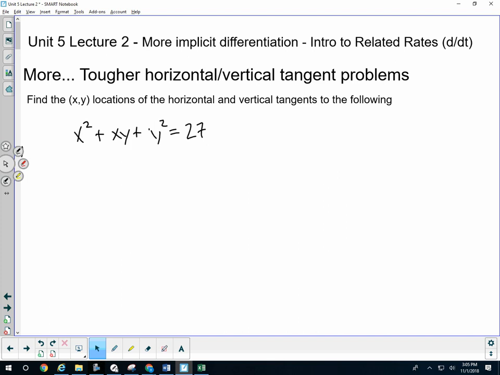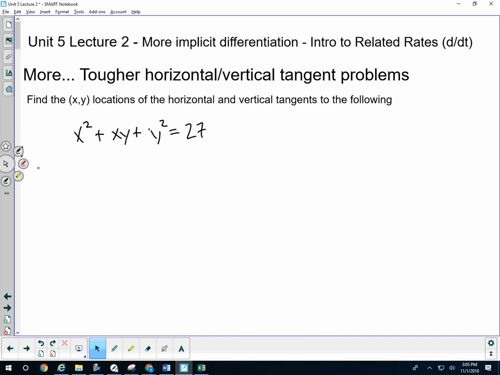This lesson, we're going to finish up with implicit differentiation by looking at tougher horizontal and vertical tangent problems, as well as looking at second derivatives of these crazy-looking graphs. And then we will start introducing the next half of this unit, which is calculus word problems. Okay? So here we go.